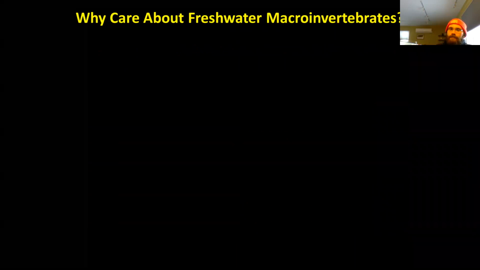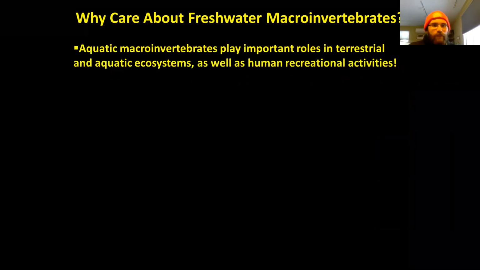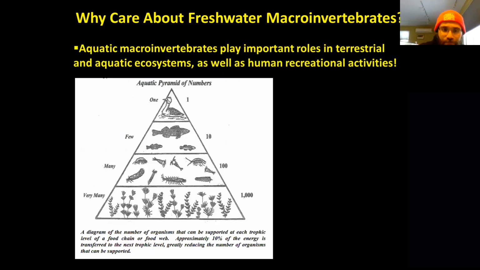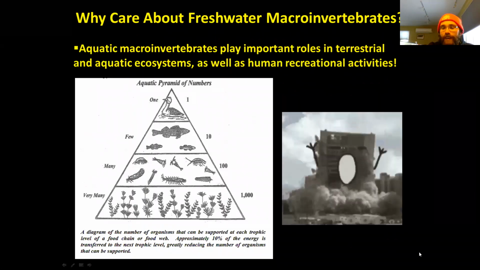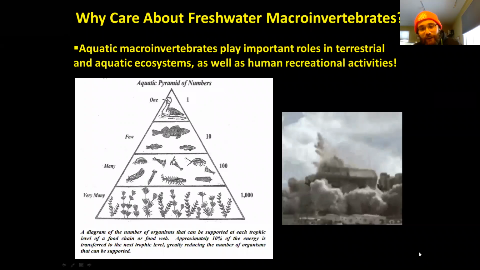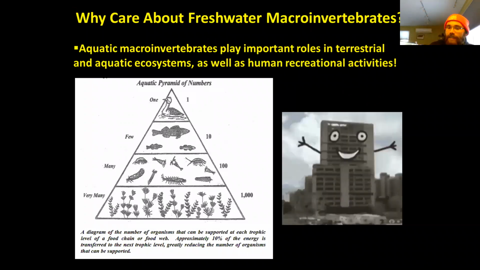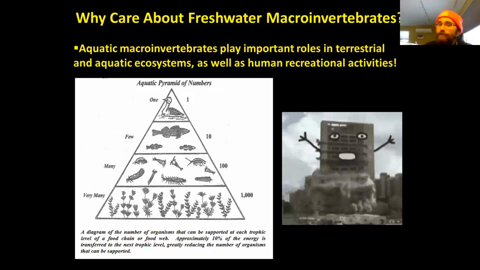So why should we care about freshwater macroinvertebrates? Aquatic macroinvertebrates play important roles in terrestrial and aquatic ecosystems, as well as human recreational activities. So we have an example here of essentially a food pyramid. And right here around the base, we have the freshwater macroinvertebrates. And they play a key role. If you end up taking these guys out of this pyramid, the whole thing is just going to collapse in on itself. So you want to make sure that you keep these guys around. Otherwise, things are going to fall apart.